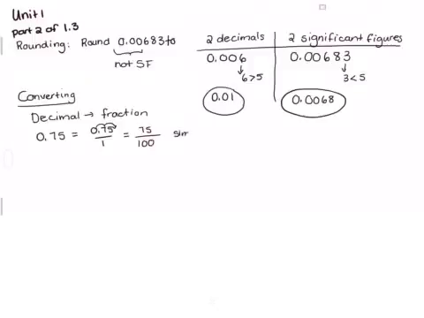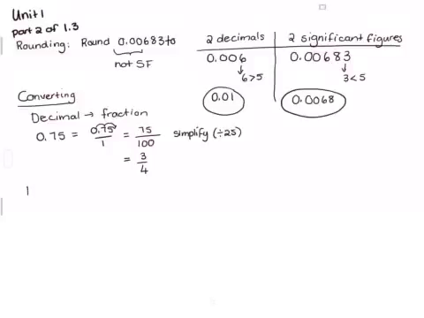Now you need to simplify, which means you've got to see what divides into both the numerator and denominator. In this case, 25 divides into both. So 25 into 75 is 3. 25 into 100 is 4. So 0.75, I've actually got 3/4 of my pizza left.